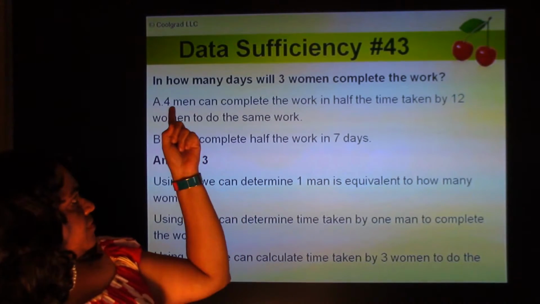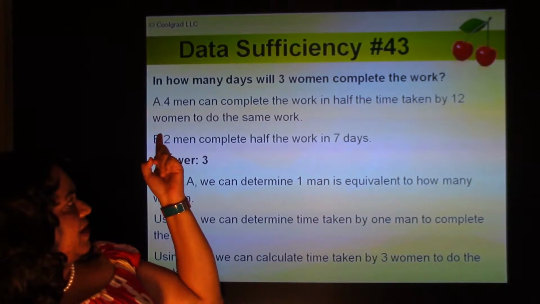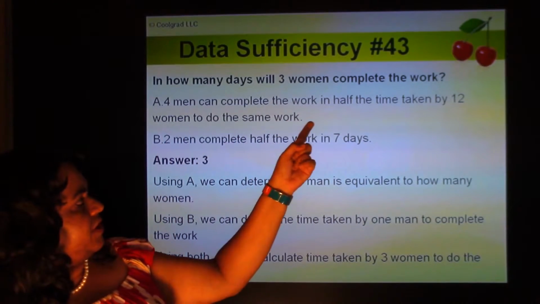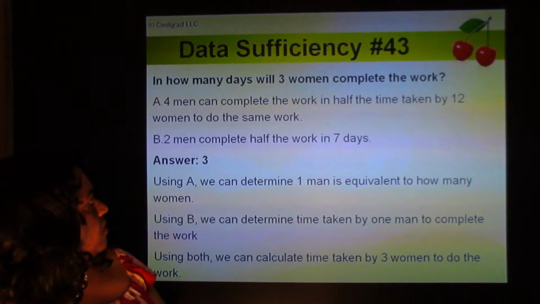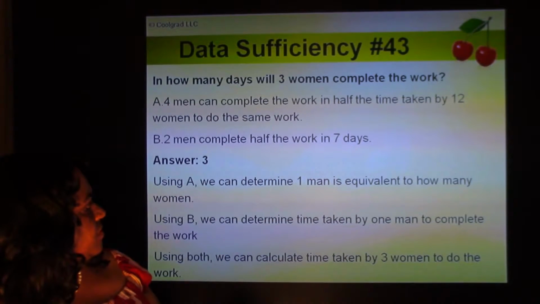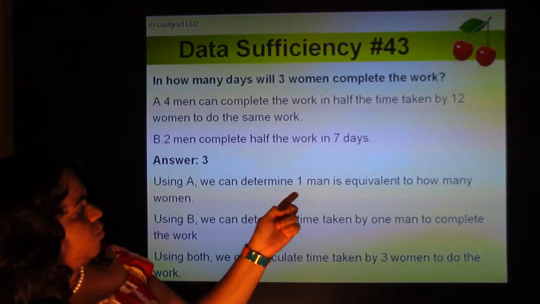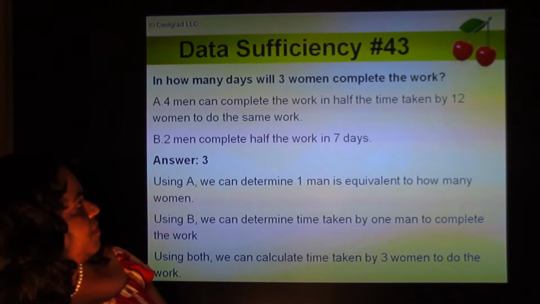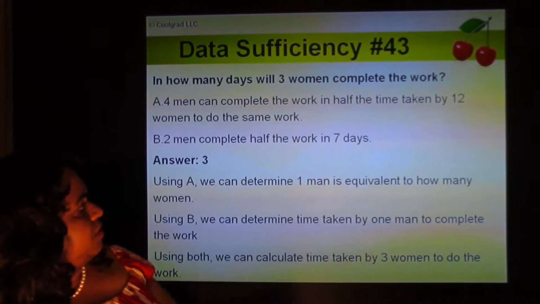Question 43. In how many days will 3 women complete the work? Statement A: 4 men can complete the work in half the time taken by 12 women to do the same work. Statement B: 2 men complete half the work in 7 days. So using statement A alone, we can determine 1 man is equivalent to how many women? 4 men can complete the work in half the time taken by 12 women.